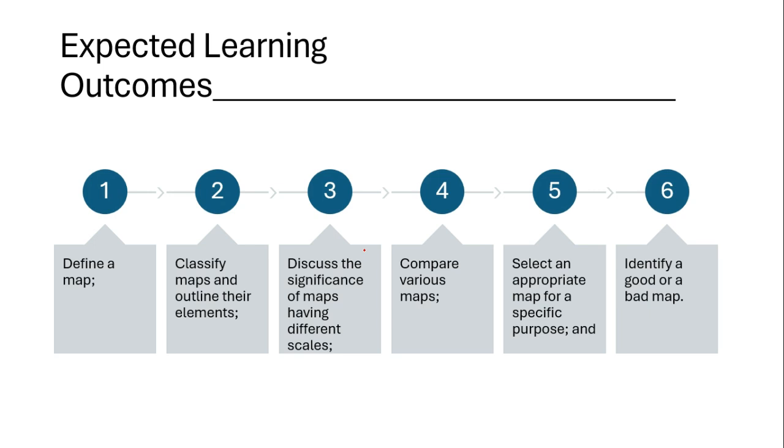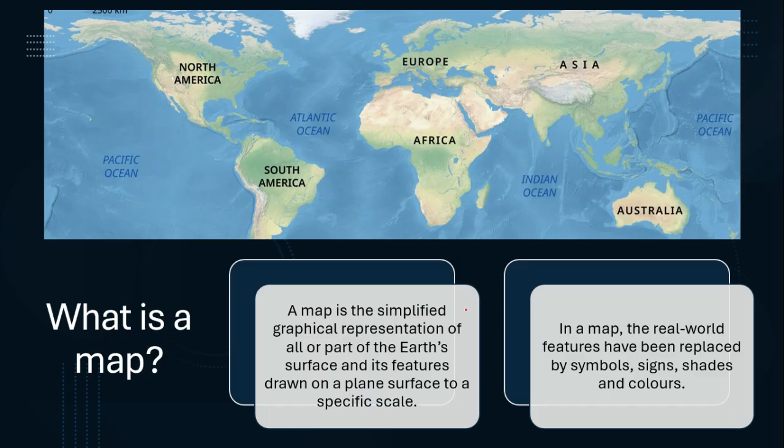So what will we learn from this lecture? We will be able to define a map, classify maps and outline their elements. We will discuss the significance of maps having different scales. We will compare various maps. We will select an appropriate map for its purpose, and we will also identify whether a map is good or bad. First off, we will start with what a map is.